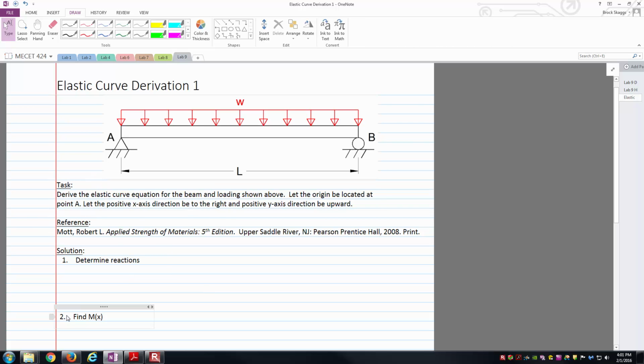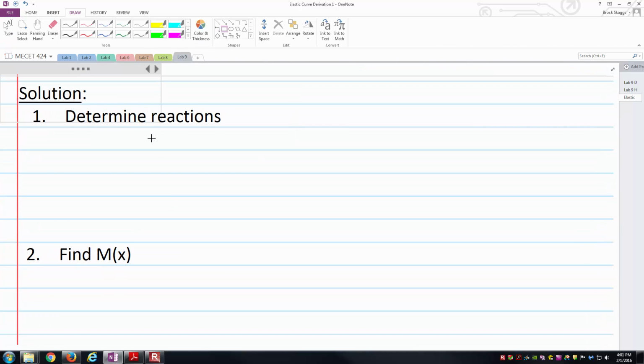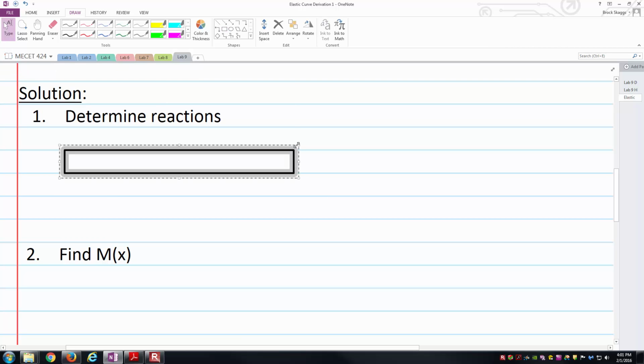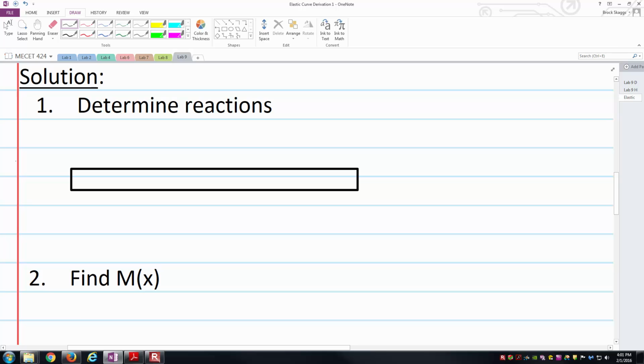First thing we need to do is determine the reactions. The way I'm going to determine the reactions is I'll do it fairly formally, if you will, by drawing a free body diagram of the entire beam, and then using equilibrium equations to arrive at the reaction values. So here, let's say I'm drawing a free body diagram of the entire beam.